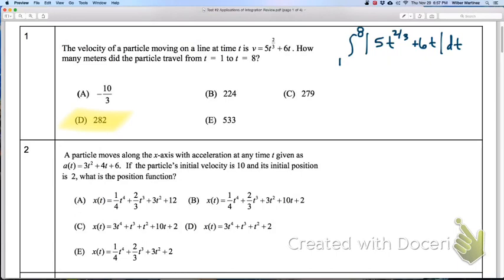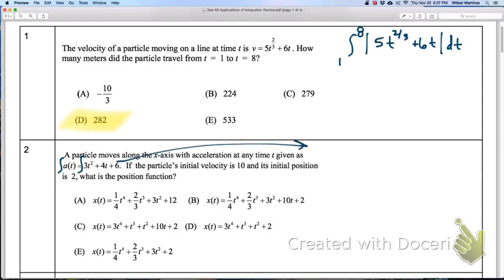Number 2 says a particle moves along the x-axis with the acceleration at any time t given as a of t equals that function. If the particle's initial velocity is 10 and the initial position is 2, what is the position function? So again, to get from acceleration to velocity and then from velocity to position, we're taking integrals. So I'm going to take the integral of this function. So the integral of acceleration and the integral of this side. I'll show my work for it over here.